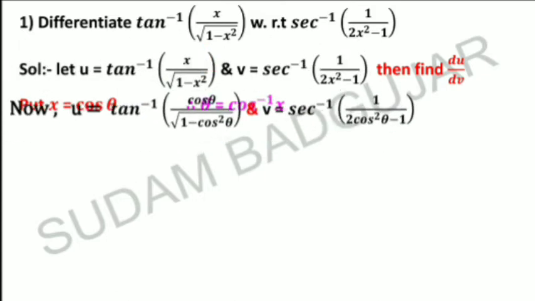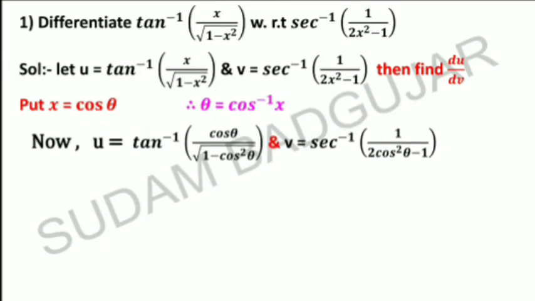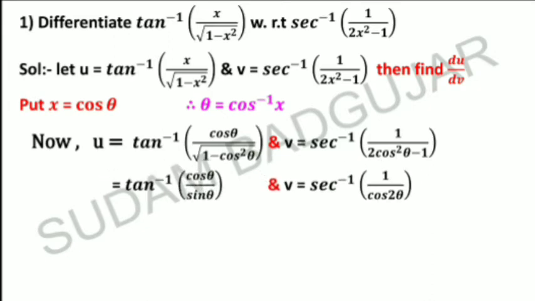So u becomes tan inverse of, substituting x by cos theta, tan inverse of cos theta upon under root of 1 minus cos square theta, and v becomes sec inverse of 1 upon 2 cos square theta minus 1. That is u is equal to tan inverse of cos theta upon, what is 1 minus cos square theta, sin square theta. Under root of sin square theta is sin theta, so tan inverse of cos theta upon sin theta, and here v is equal to sec inverse of 1 upon cos 2 theta. Therefore u is equal to tan inverse of cot theta and v is equal to sec inverse of sec 2 theta.